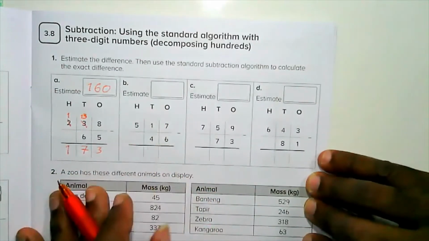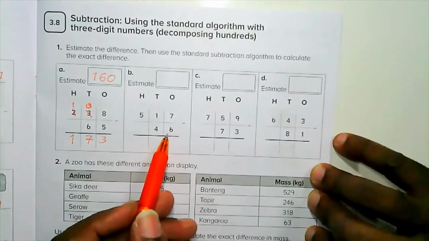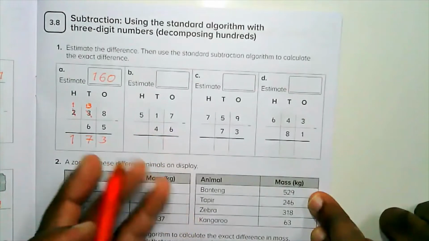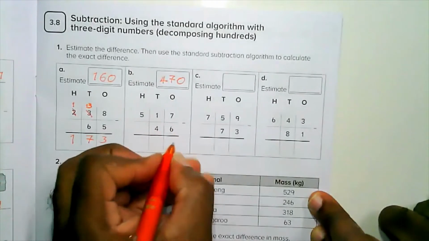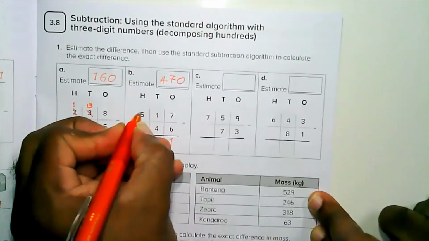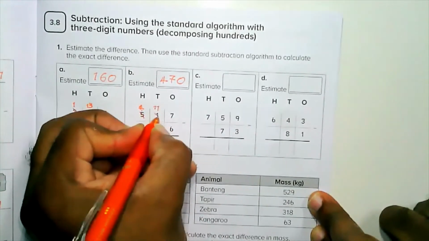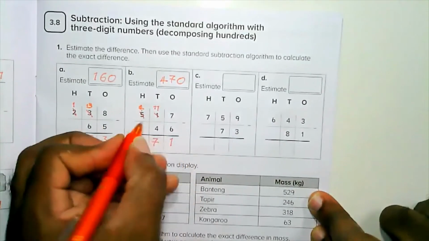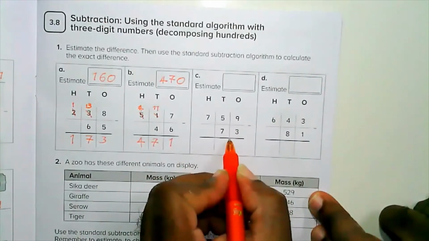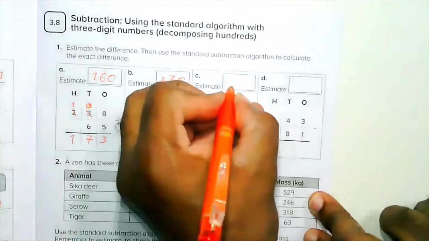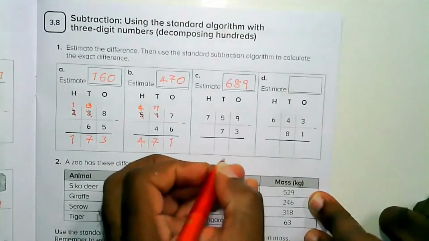Now estimate this one. Let's round this up to 50. 50 minus this will be 470, around there. So 7 minus 6 will be 1. Borrow 1 from here, remain 4. Add the 1 here, making 11. 11 minus 4 will be 7. And 4. Close. Round this up to be 70. Subtract 70 from here, so it will be 689. So let's see.